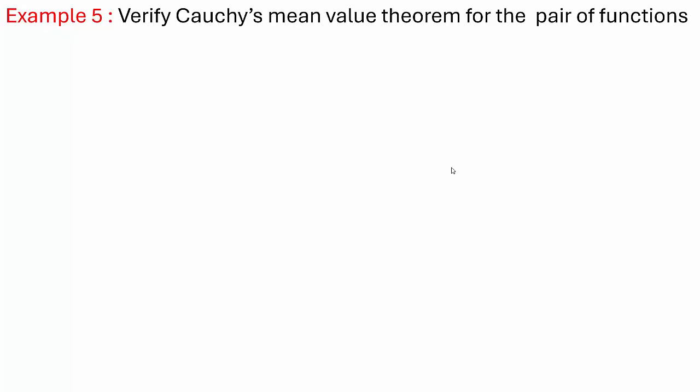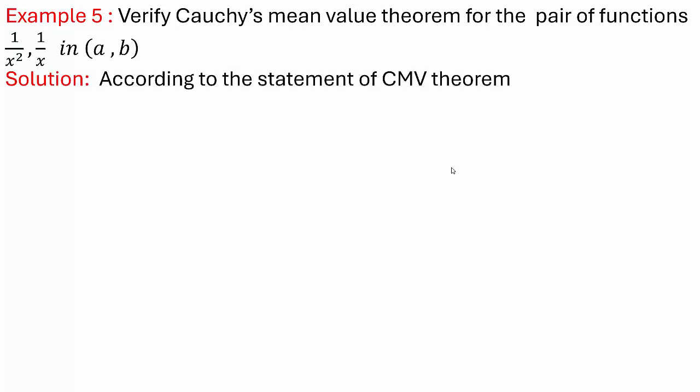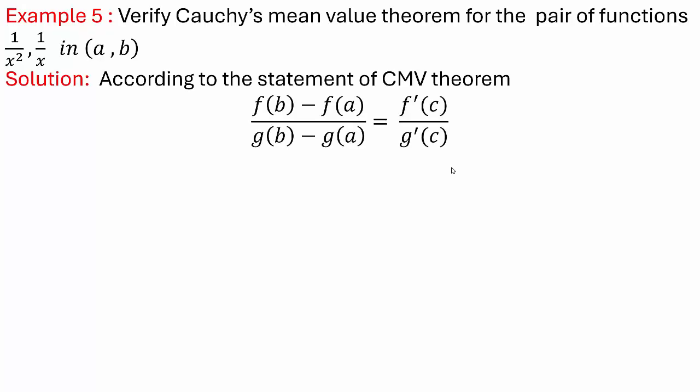Fifth example: verify Cauchy's mean value theorem for the pair of functions 1 by x square and 1 by x in [a, b]. Solution. According to the statement of Cauchy's mean value theorem, there exists a point c in (a, b) such that (f(b) minus f(a)) divided by (g(b) minus g(a)) equals f'(c) divided by g'(c).